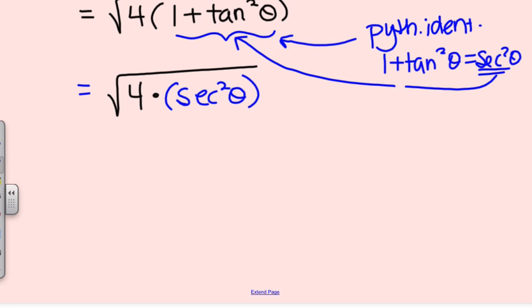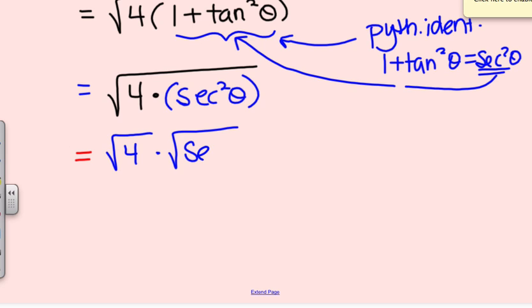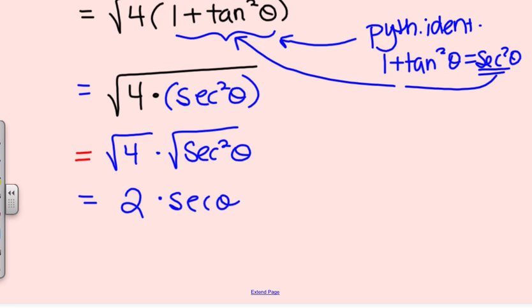So I'm going to split up this square root into the square root of 4 times the square root of secant squared of theta. Well, the square root of 4 is 2. The square root of secant squared is the secant of theta. So there is my final answer.